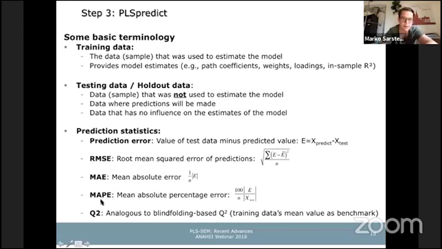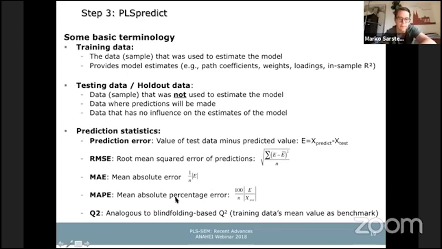That's why there are different metrics here, and probably the most popular one is the root mean squared error of predictions. As you can see here, it takes the prediction error minus the average prediction error and squares these differences. This means that smaller prediction errors are not considered very severe, whereas very large prediction errors are considered very severe. They are weighted more strongly because of the squaring. The RMSE is typically used in prediction studies, probably because it weighs greater prediction errors more strongly than smaller errors. However, there's also the mean absolute error, which also features prominently in research. It is just the absolute value of the error divided by the number of observations.